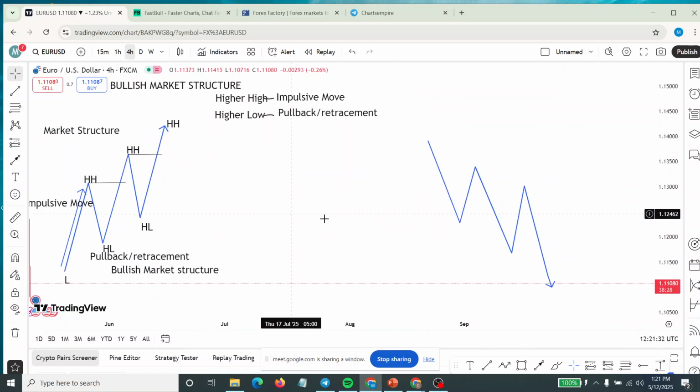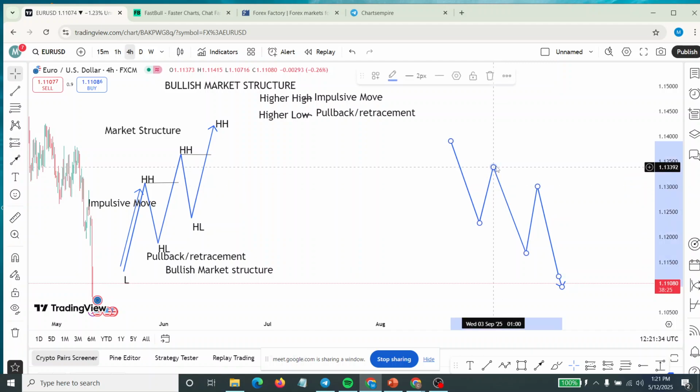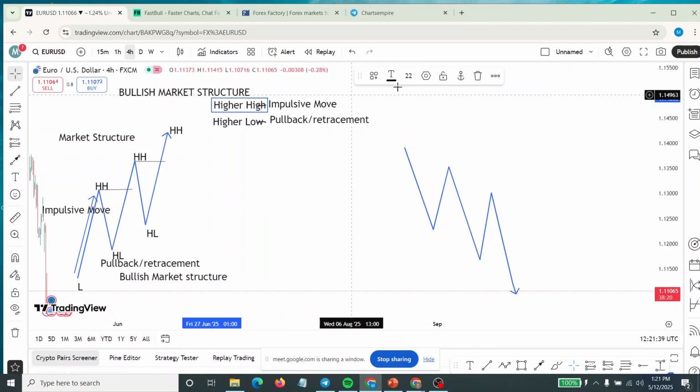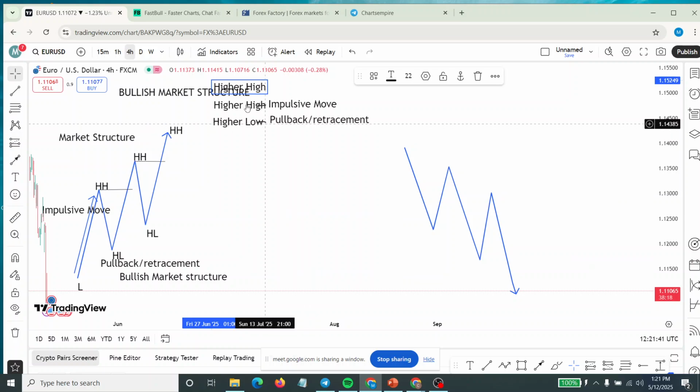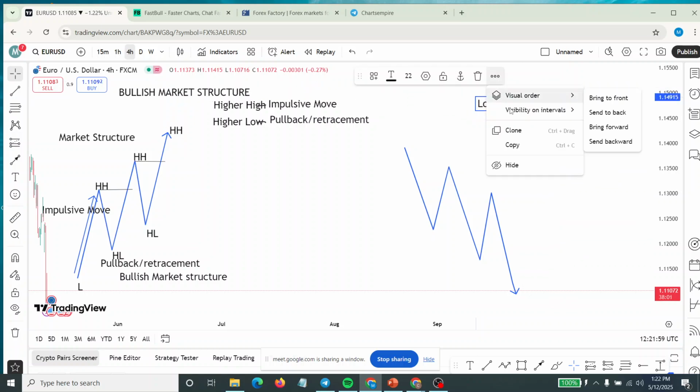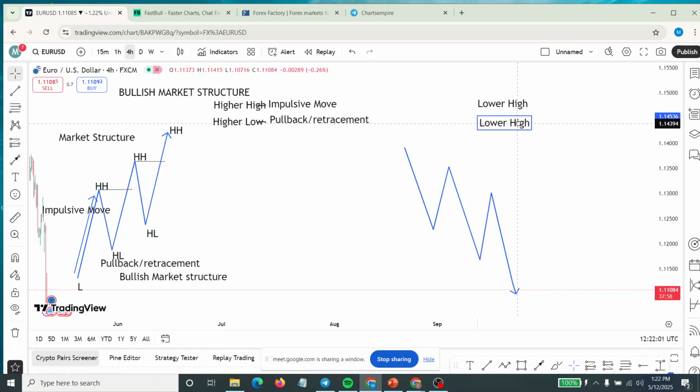So in a bearish scenario, what do we want to see? We want to be seeing the same components but in a bearish version. And in a bearish version, we want to be seeing what? We want to be seeing a lower high and what? A lower low.